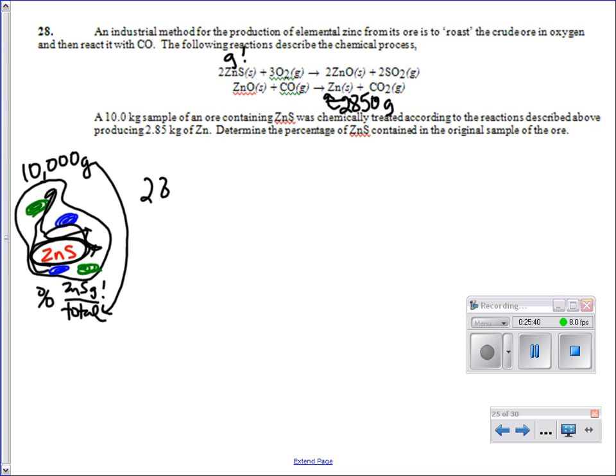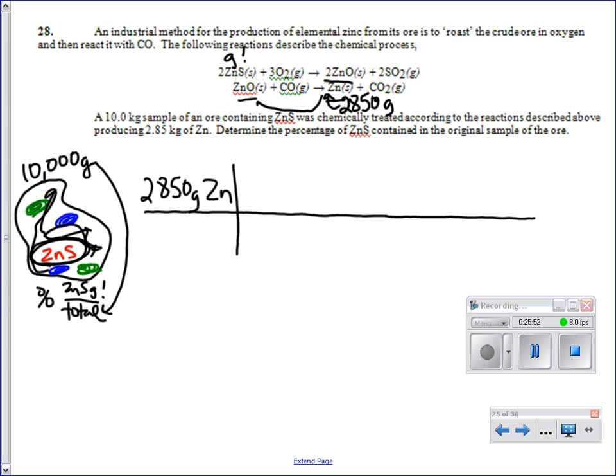We're going to start with our 2850 grams of our zinc. We're going to stoich. Because there's this connection, we're going to stoich to there. That's all we can do. So for every 1 mole of ZnO, I have, oh wait, what am I doing wrong? I got to get on the mole bridge, so I got to get to moles first. So every 1 mole of zinc, I have 65.4 grams of zinc.